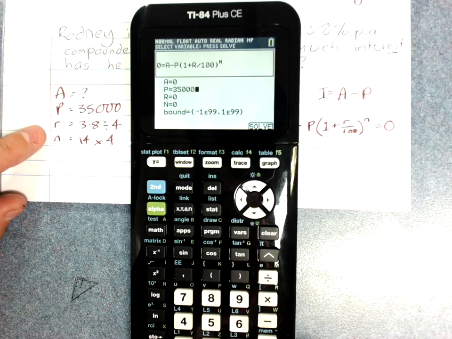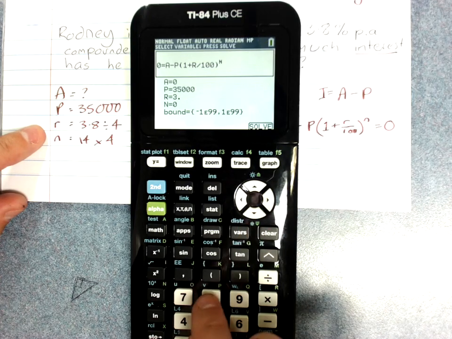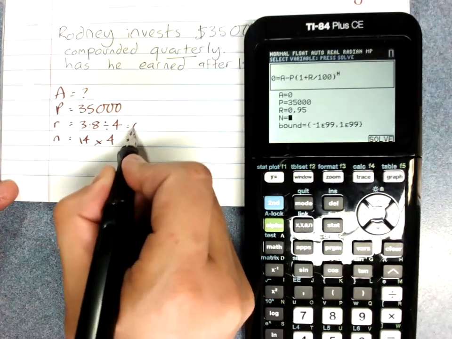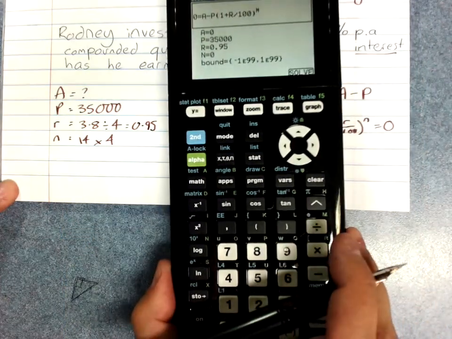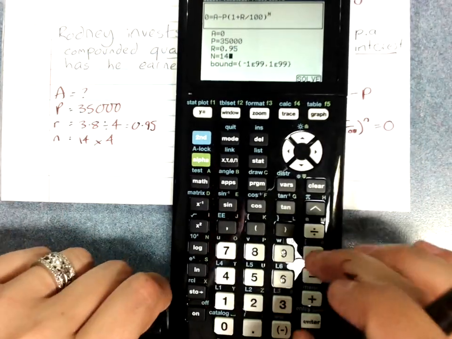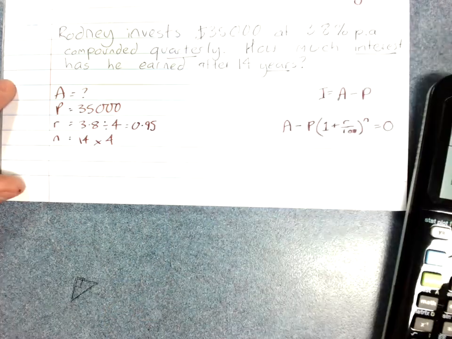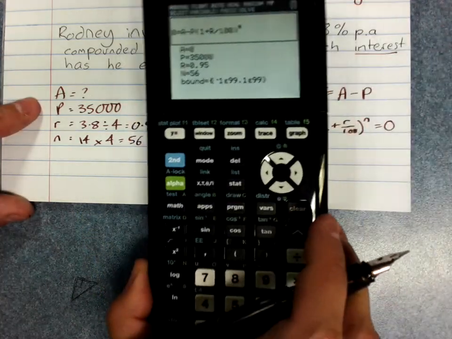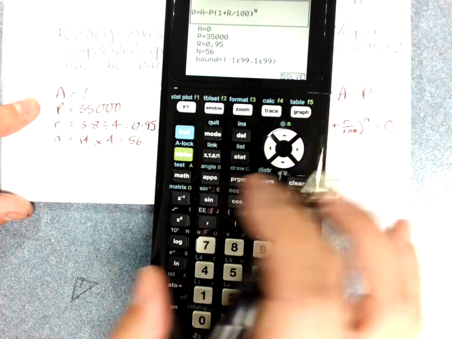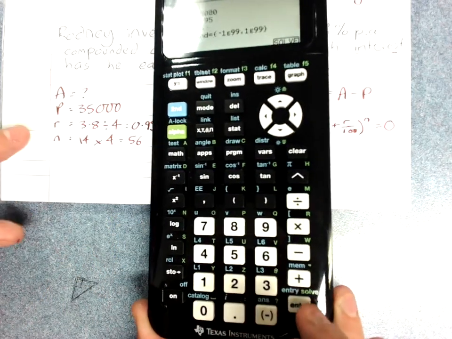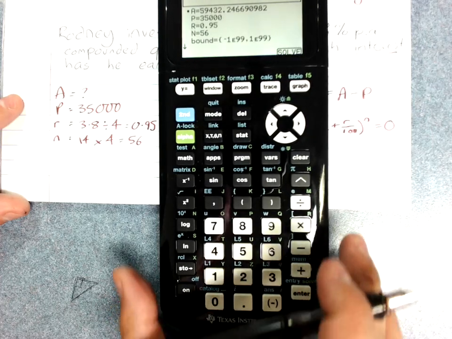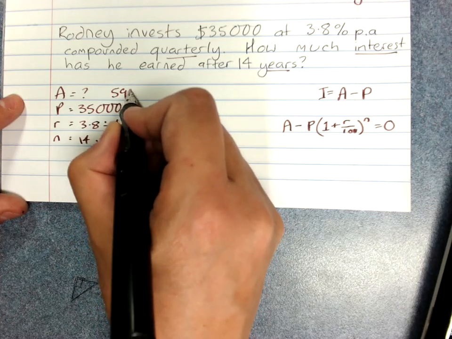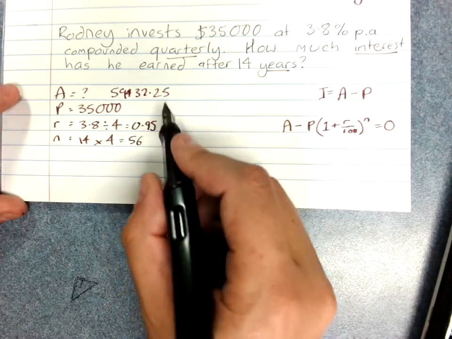We enter 35,000 there. Remember that this will do the calculations for you: 3.8 divided by 4. So you'd stop and write those down when you got them. And 14 times 4 is 56. So then we're solving for the amount. We move back up to the amount, alpha, and solve. So $59,432.25. That's the amount in the account.